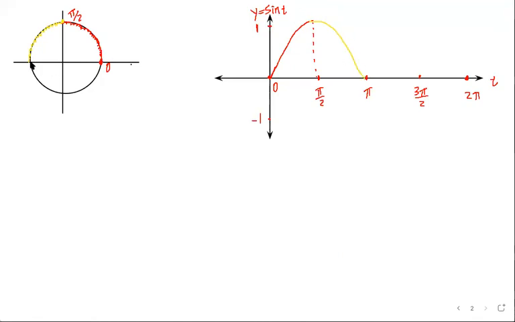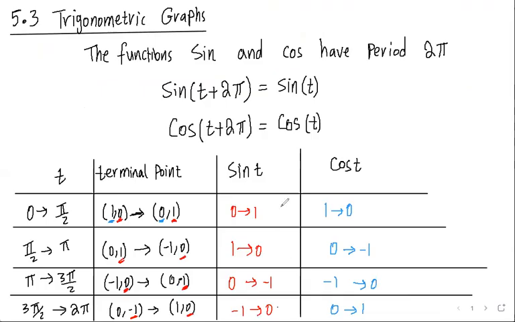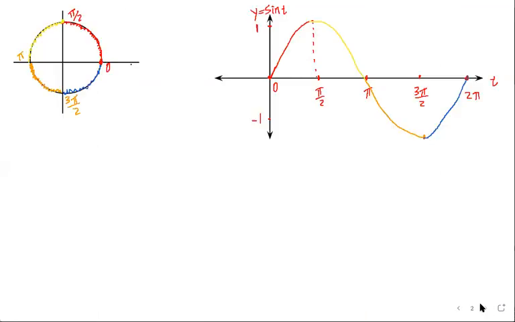The third one is from pi to 3 pi over 2. Here is pi, here 3 pi over 2, so the graph goes down. And the last one is from 3 pi over 2 to 2 pi, the graph will go up to 0. How do I know? From the table before.